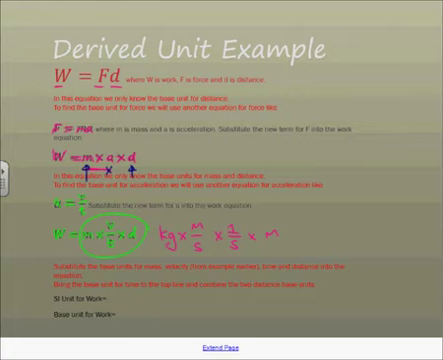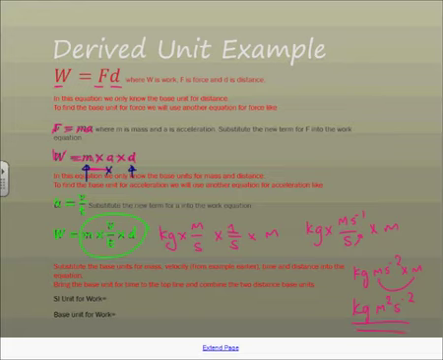Another way of doing this, we could say that we've got kg multiplied by meters per second, divided by seconds, multiplied by meters. That's probably a better way. Now, let's simplify that. Let's bring this s to the top line. So we get kg m s to the -2 multiplied by m. Let's combine these two m's. So we get kg m squared s to the -2. And that is our derived unit for work.